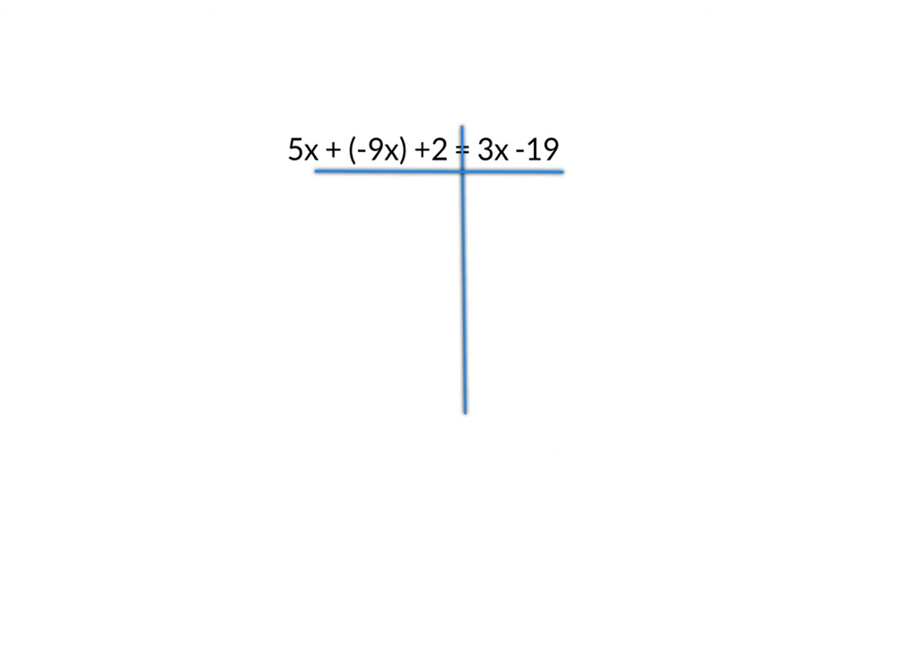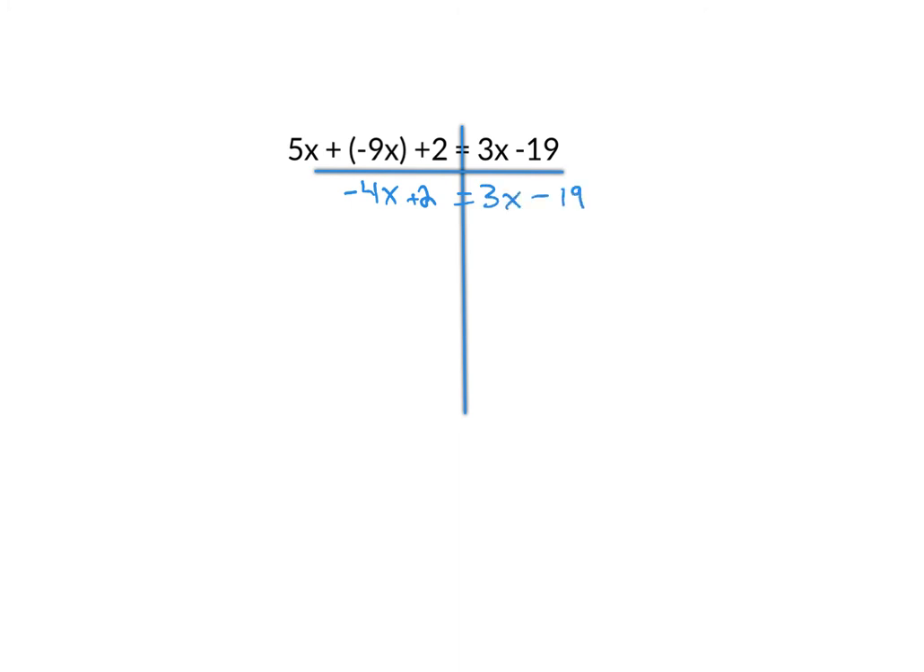So I've had a lot of students ask me why I choose which x to move. That's just a matter of preference. I like to get all of my x's on the right, all of my constants on the left, but you can totally do things a different way. Let's start again our first step by combining like terms. So 5x plus negative 9x, again, is negative 4x plus 2 equals 3x minus 19.